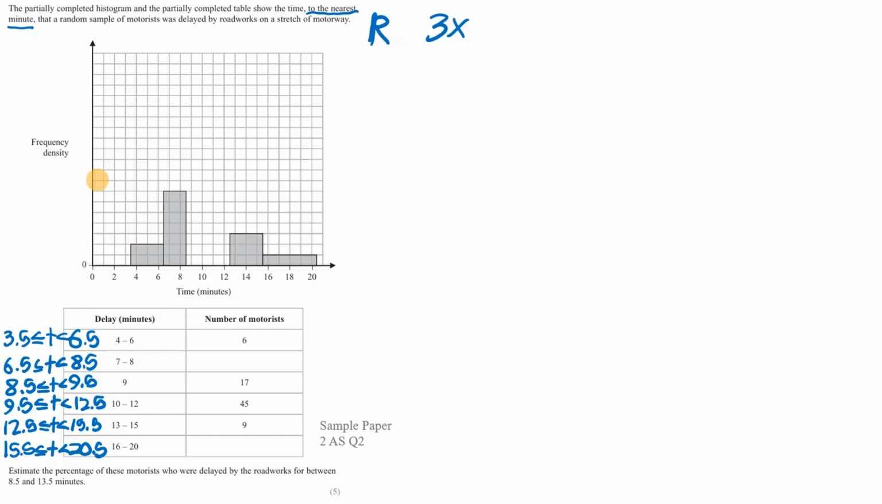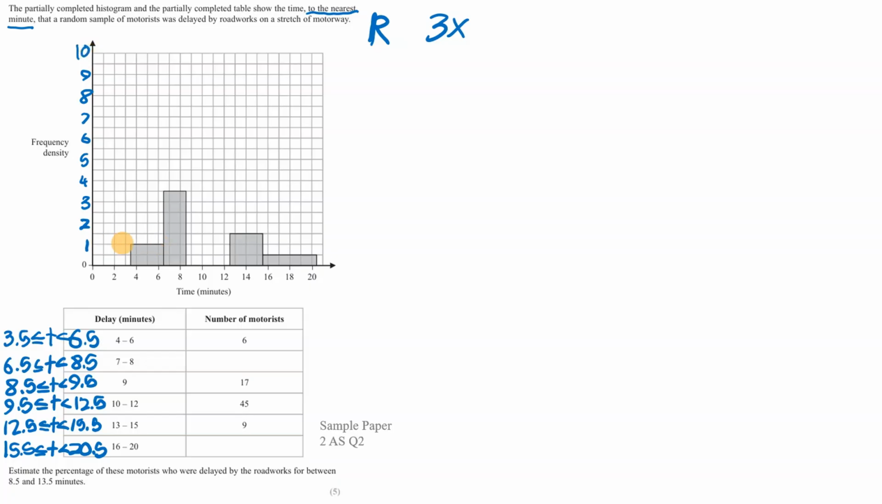This is another example where we're not actually given the axis, we have to make it ourselves. So let's say this is 1, this is 2, this is 3, this is 4, this is 5, this is 6, this is 7, this is 8, this is 9, and this is 10.